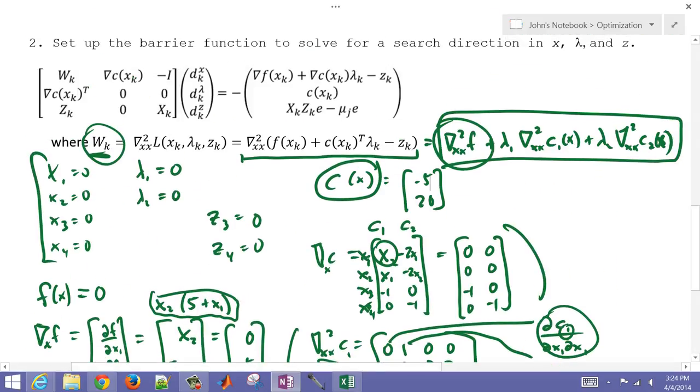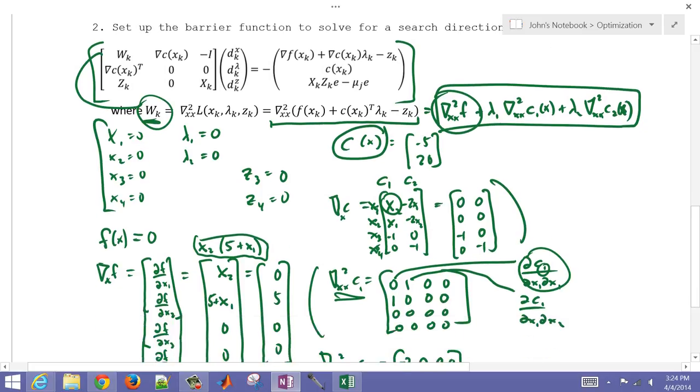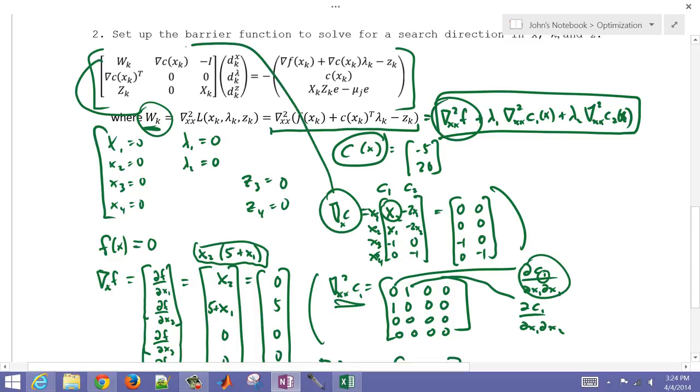Now all you have to do is just put everything into this big matrix here and then invert that matrix. Okay, so it's a little bit of bookkeeping there to just say, hey, here's where my W goes. Here's where my first derivative of my constraints go right there. This is negative I, identity matrix. This is just a diagonal of Z values. Okay, so you just have to plug that in and invert.